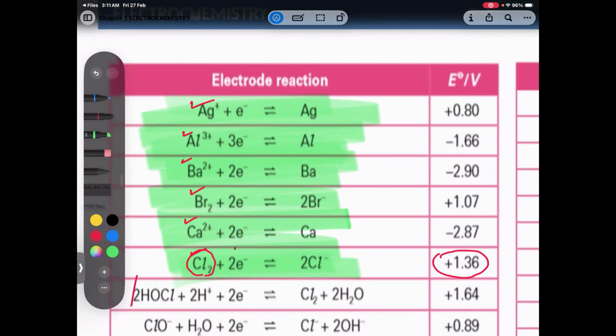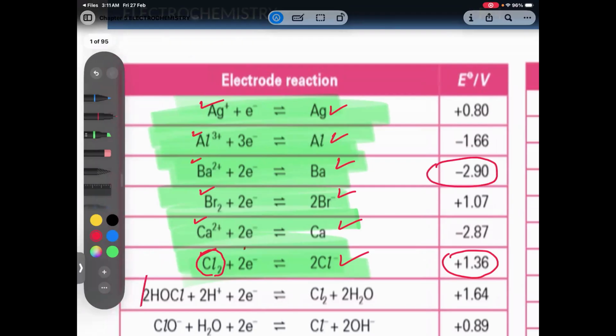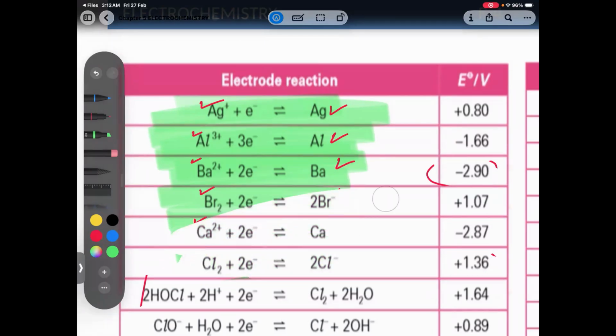And among these, which one has more tendency to lose electrons? The one with the lowest E naught, barium, minus 2.9, right? So in your question, they will give you the E naught values, the equation, everything, and you are supposed to know which one will gain under certain conditions and which one will lose. This is decided by what? This is decided by these E naught values, right?